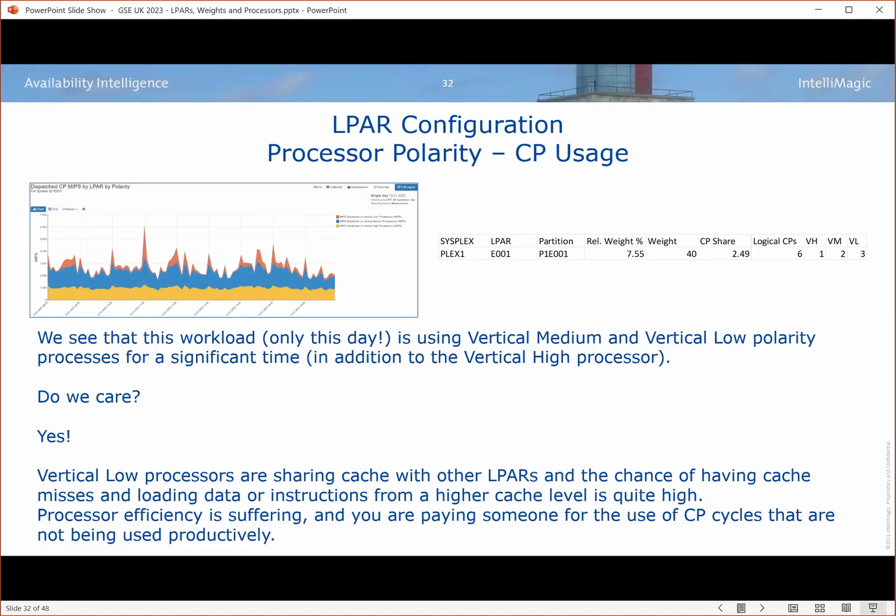So the vertical low processors, they're sharing cache with other LPARs, which means that when we dispatch something there and maybe have to redispatch it, we may have to do a lot of cache loading to get that data and the instructions back in there to do the work. It can be very costly in CP cycles. What that means is that the MSU cost for that workload, if it runs on inefficient processors, is going to be higher. So for exactly the same workload, you're paying more money. That's why we want to increase the efficiency.